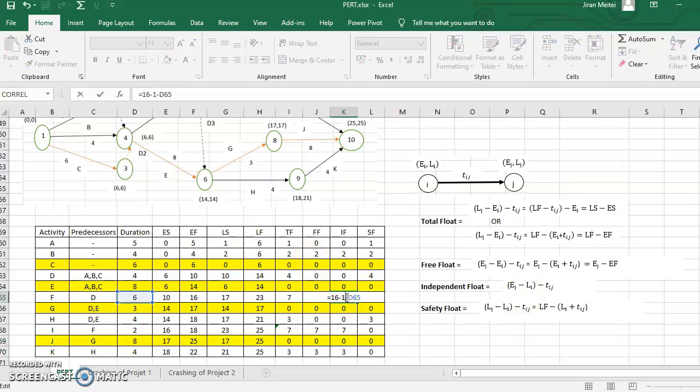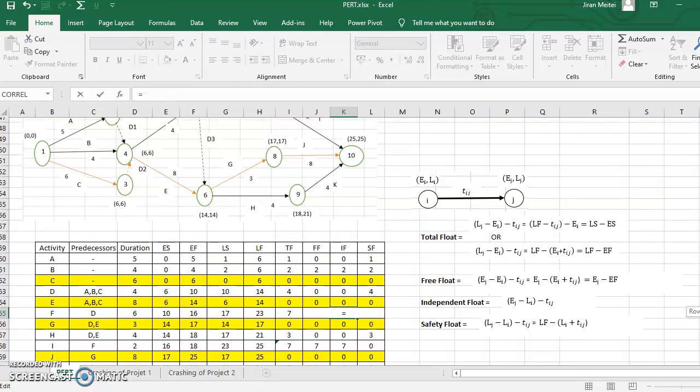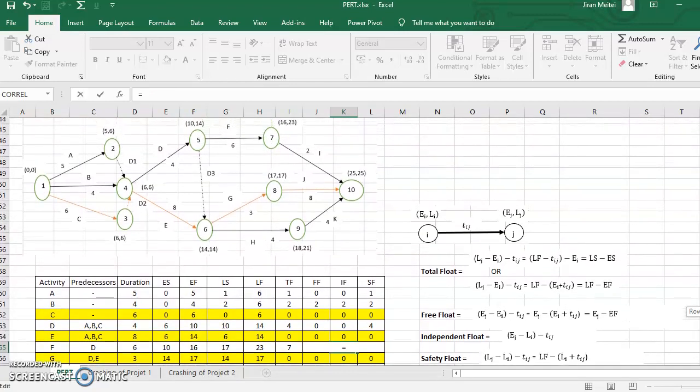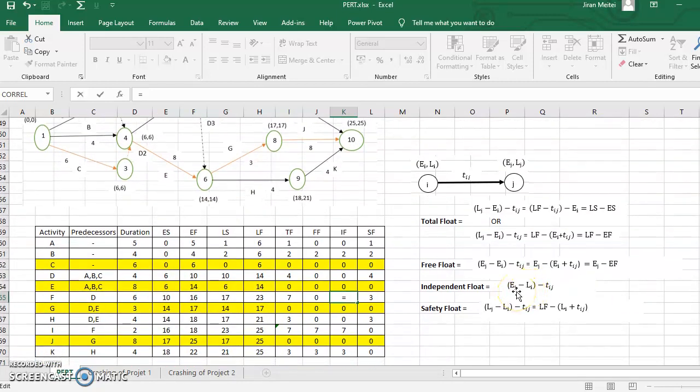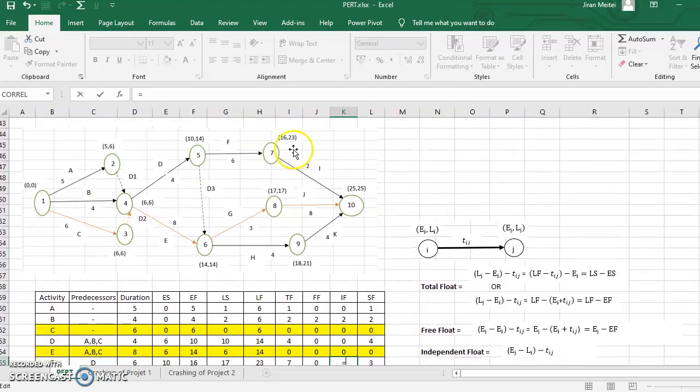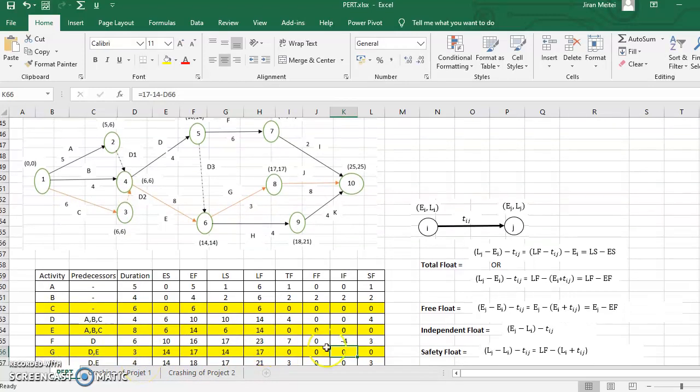Let's do it for this activity. What is this activity? Activity F, and I'm going to compute the independent float for activity F. What is this saying? Event J should occur at the earliest, event I should occur at the latest. So event J earliest is 16, and event I latest is 14, and minus the time taken. This is the duration. So if you do it, you'll have minus 4.